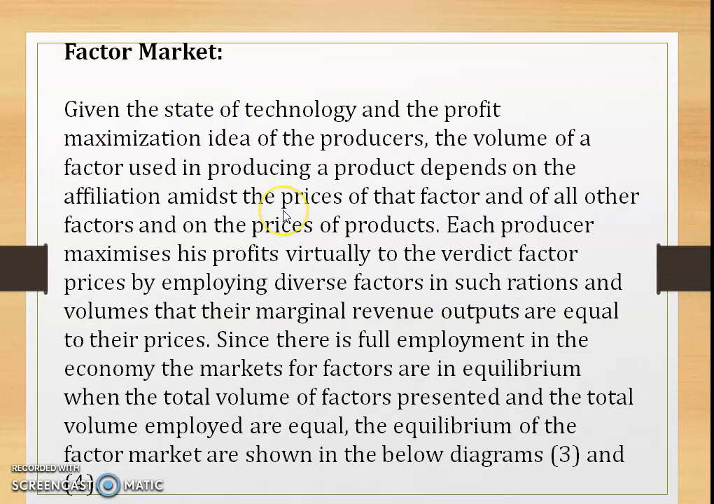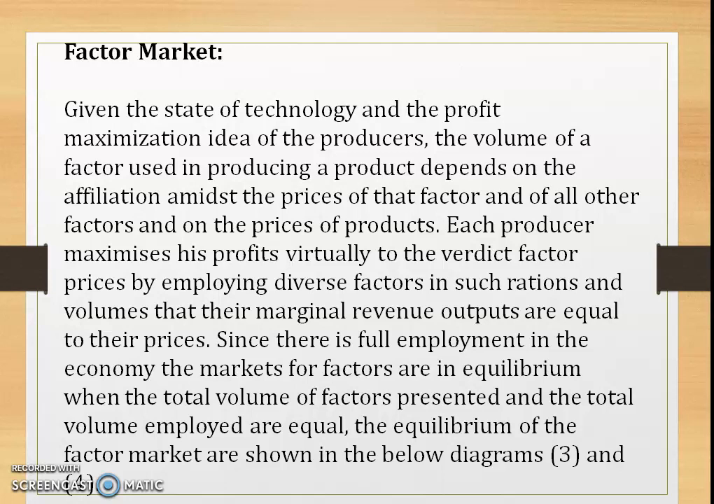Let's see the factor market. Given the state of technology and the profit maximization idea of the producer, the volume of the factor used in producing a product depends on the prices of that factor, the prices of all other factors and the prices of products. Each producer maximizes his profits by employing diverse factors in such ratios and volumes that their marginal revenue products are equal to their prices.